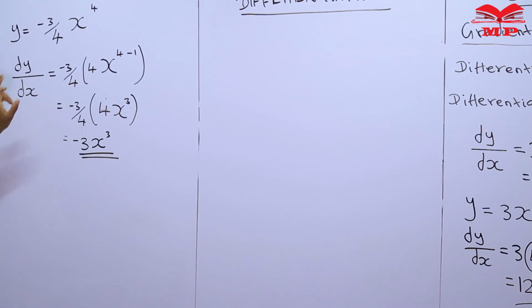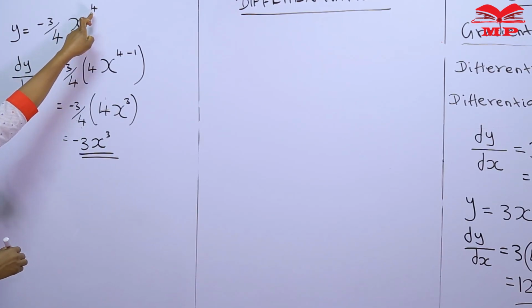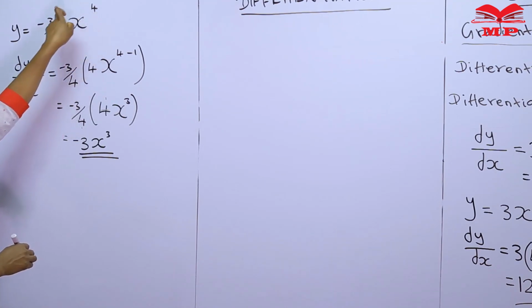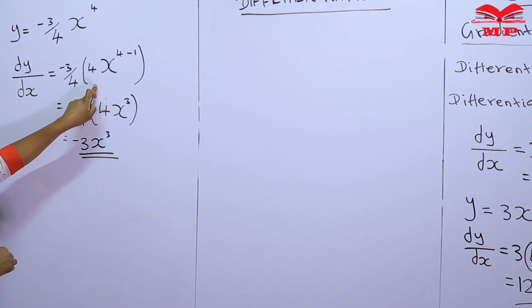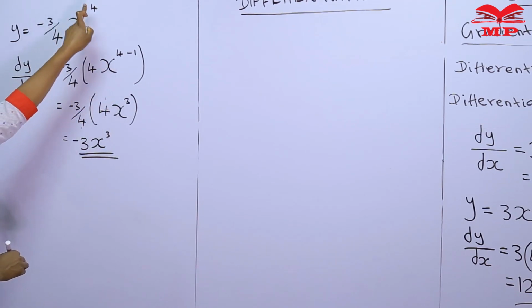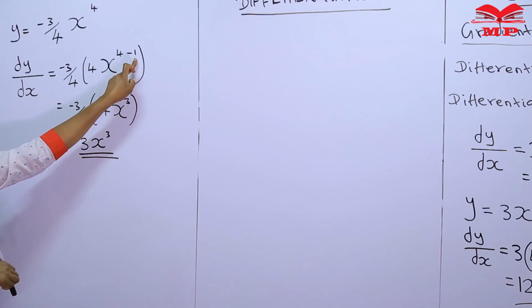So you follow the process. You start by multiplying the power of x by the coefficient of x. Then after multiplying, you have the x. Then the same power, you subtract 1.